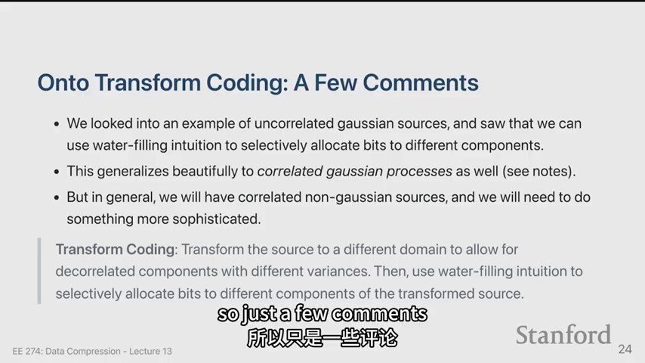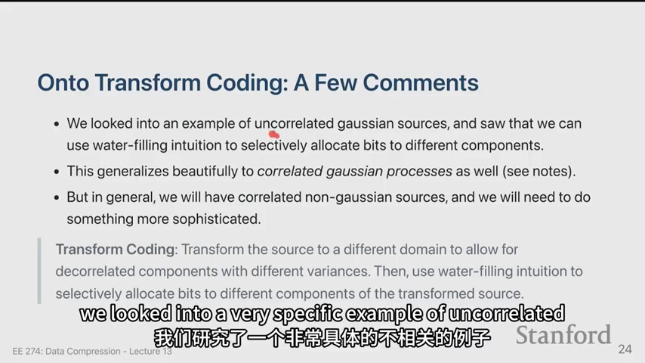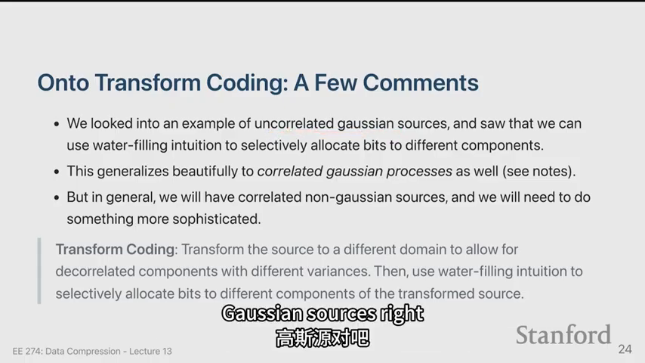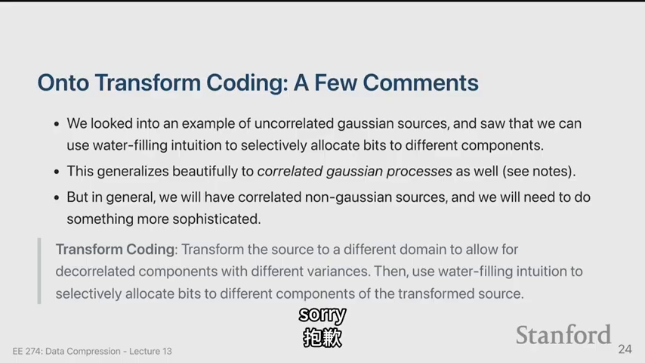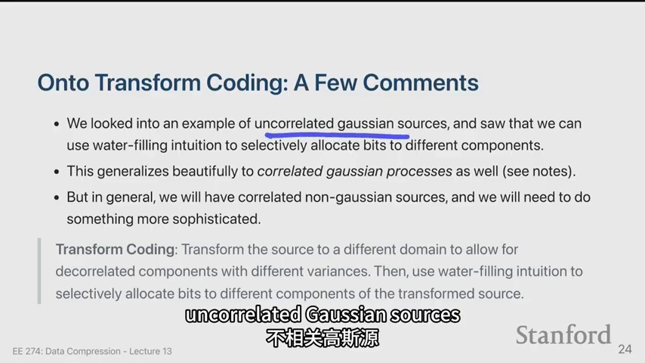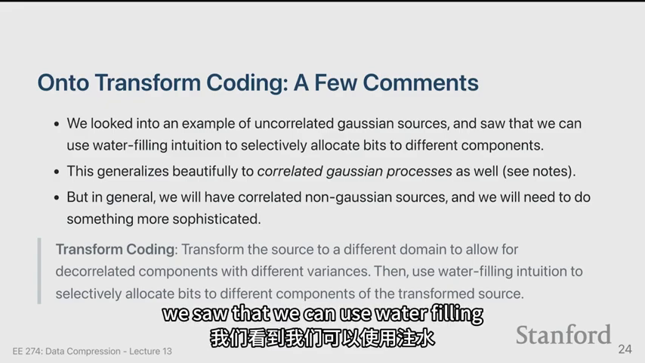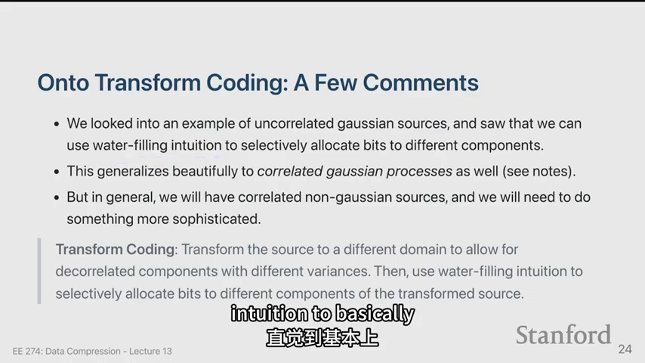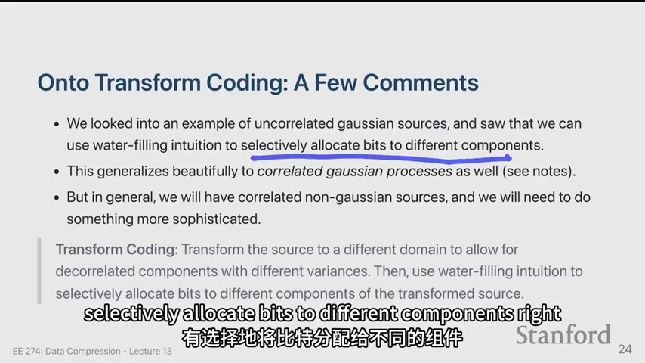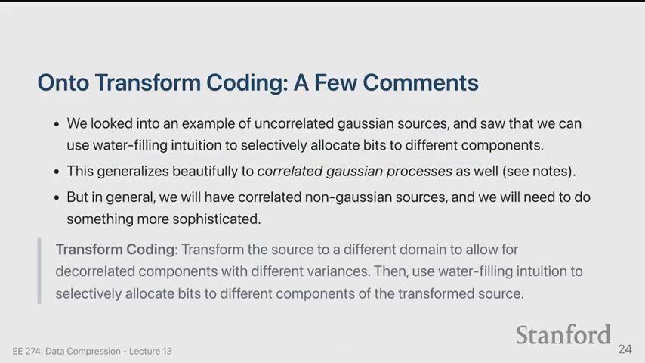So just a few comments. We looked into a very specific example of uncorrelated Gaussian sources, right? And these are just the takeaways. We saw that we can use water filling intuition to basically selectively allocate bits to different components, right?